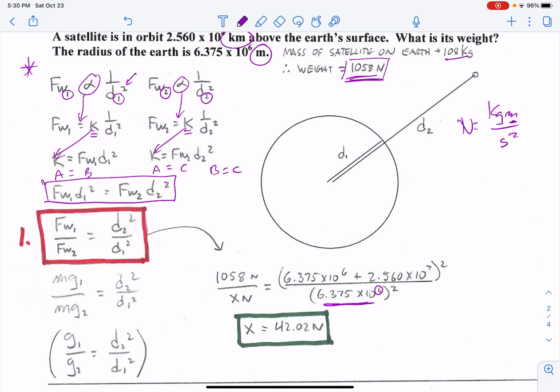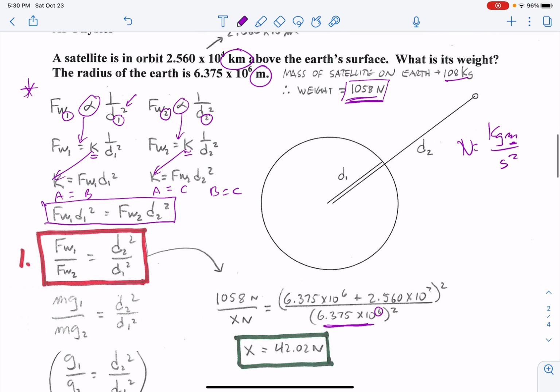So coming down here, if I have 10 to the 4th kilometers, I'm going to have 10 to the 7th meters. This is already in meters, and this is already in meters. So now I'm adding meters to meters in the numerator. Notice that this is the radius of the Earth plus the distance above the Earth. And that's because it corresponds to the weight at that distance above the Earth. On the surface of the Earth, its weight is 1,058 newtons.